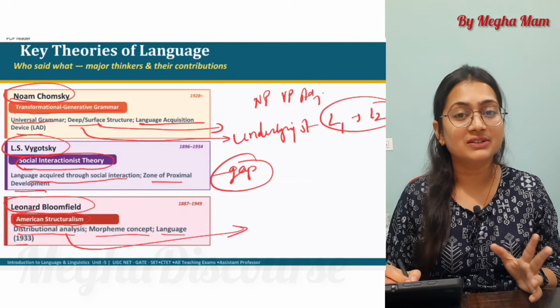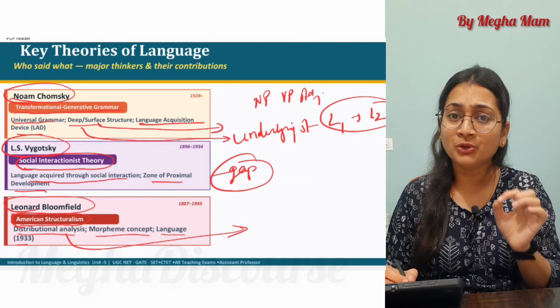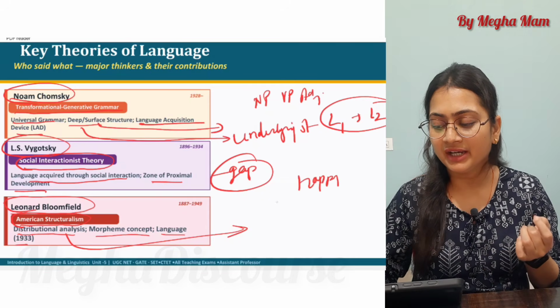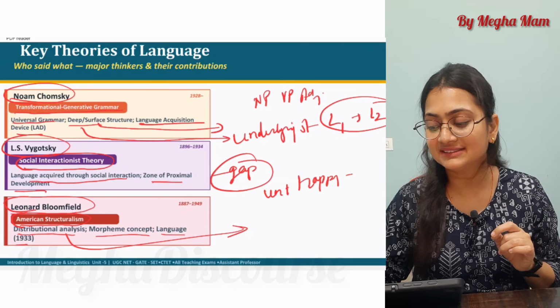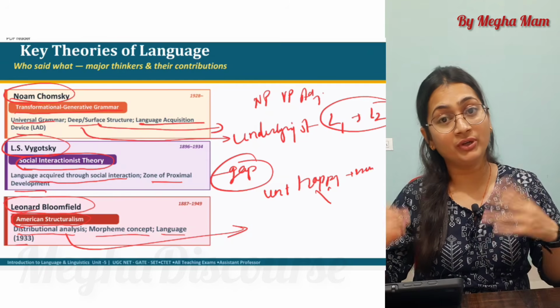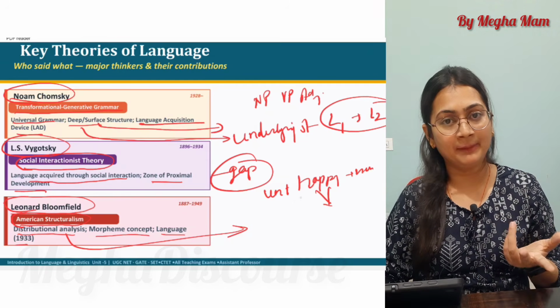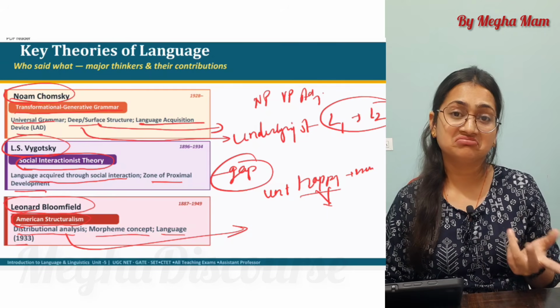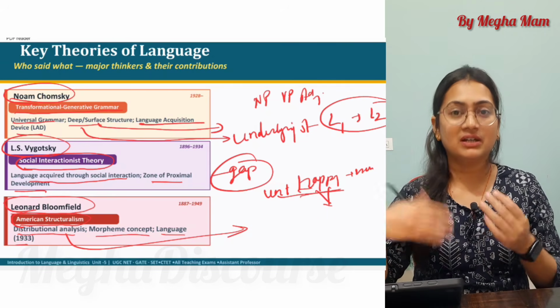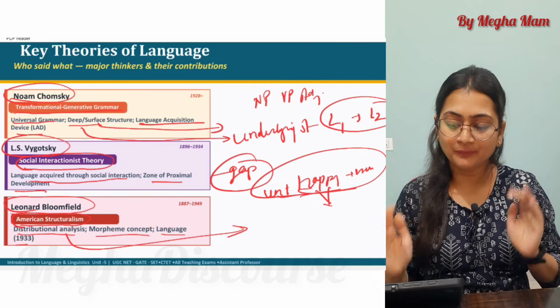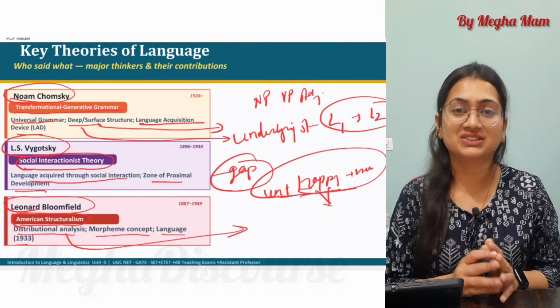The morpheme concept he has given, that is the study of morphemes, like happy. If I attach un and ness, it can become a different word which has a different meaning. Like happy is cool, happy, smile; unhappy, the sad one; unhappiness, again the noun one. Okay, so this is called the study of morphemes. Okay, so they are your key theorists.